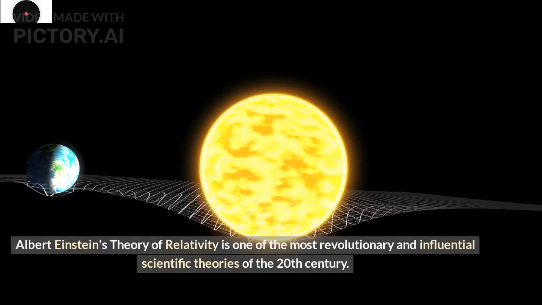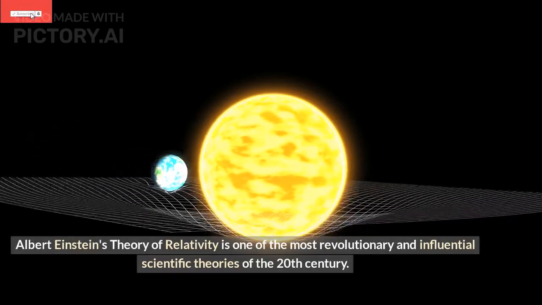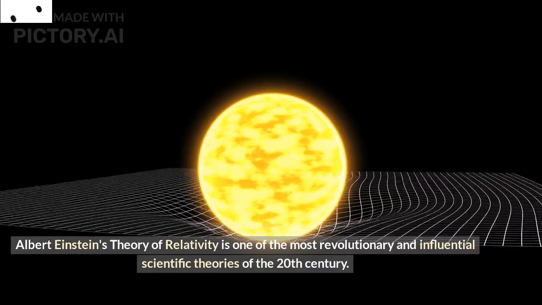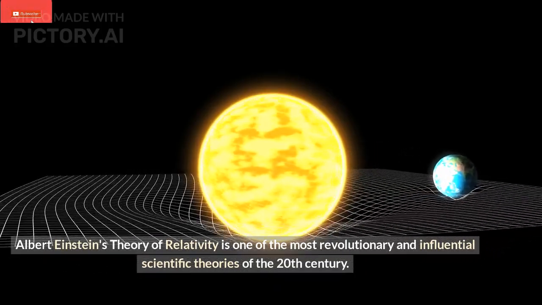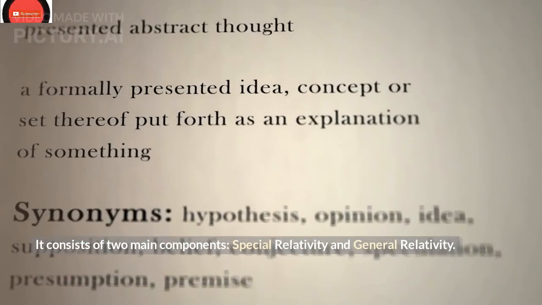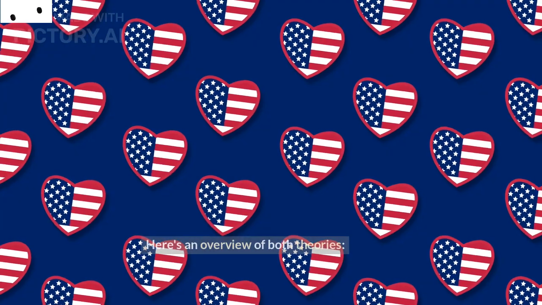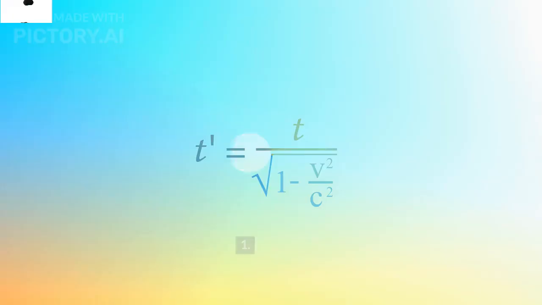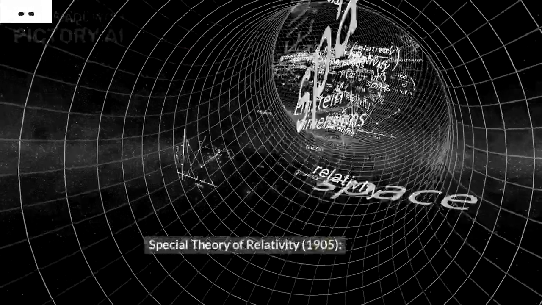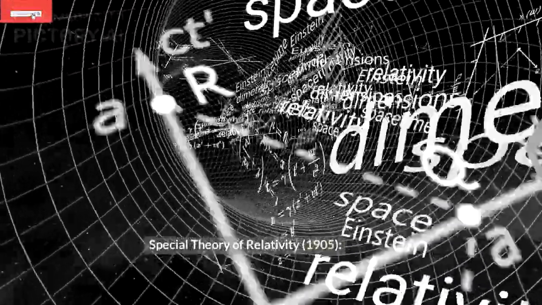Albert Einstein's theory of relativity is one of the most revolutionary and influential scientific theories of the 20th century. It consists of two main components: special relativity and general relativity. Here's an overview of both theories. 1. Special theory of relativity, 1905.